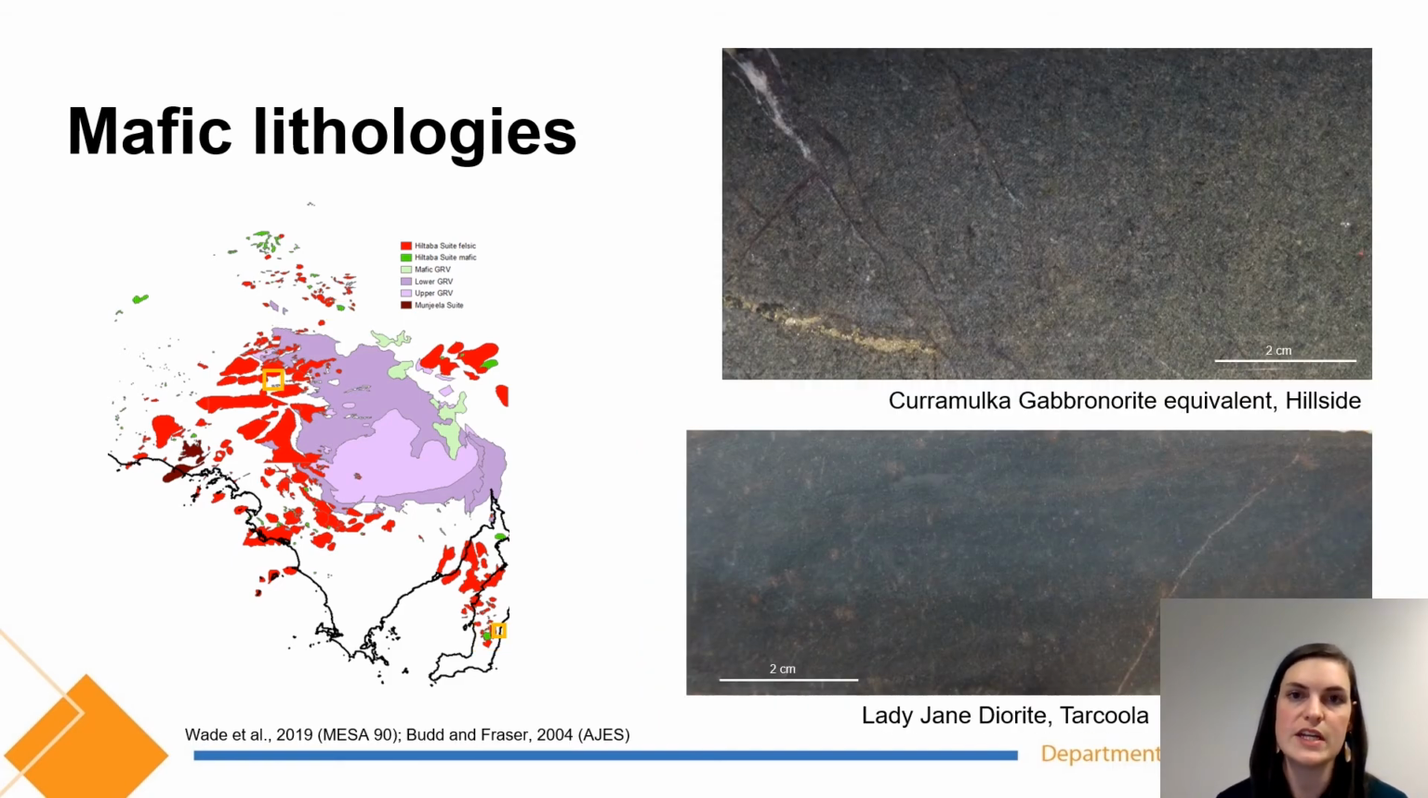Fine-grained, generally aphanitic mafic dikes also occur, although they're generally not mapped on solid geology maps because they're very localised. The only named mafic dike is the Lady Jane diorite, which occurs in the Perseverance pit at Tarcoola. It includes fine-grained cyanodiorite with K-feldspar rather than the more typical plagioclase. Other mafic dikes occur nearby, which have a more typical fine-grained plagioclase diorite composition.